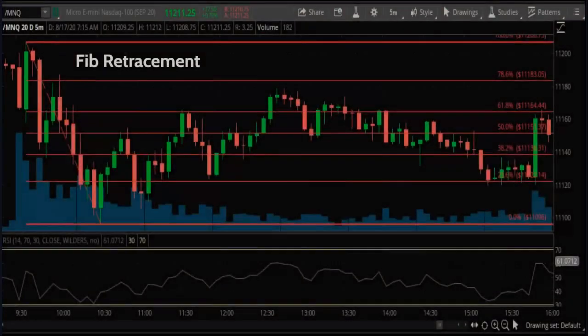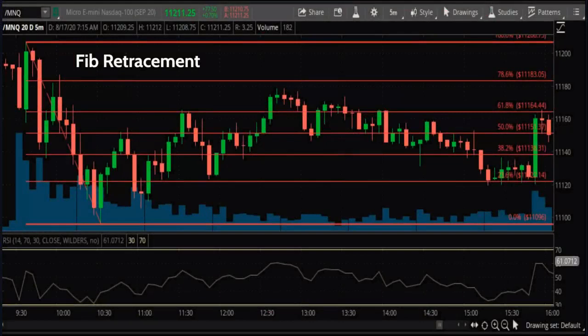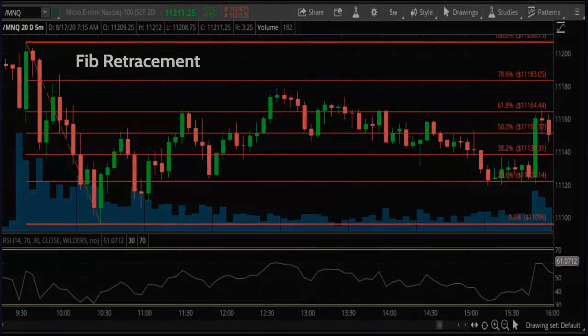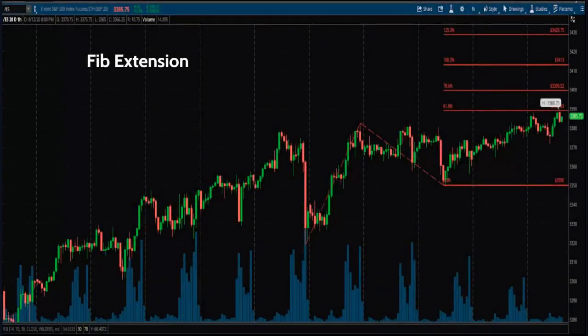Just another example. This is a fib retracement that I showed you earlier, and fib extension. You see the points there, point lower, higher. It's actually not a great fib extension because you want to have that second point, because you have the A, B, and C points. You can see the triangle there.